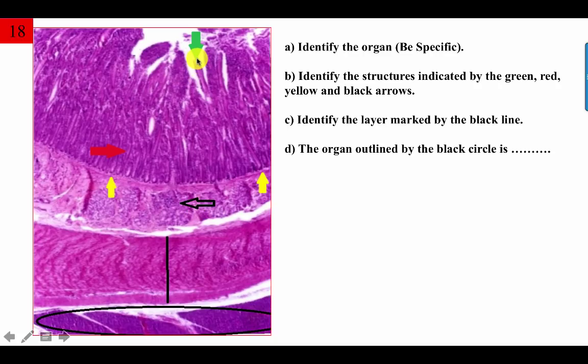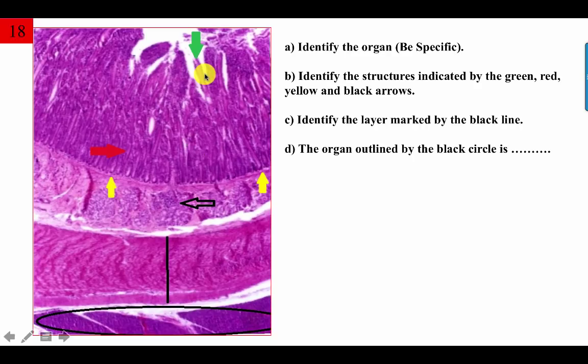So this is the villus and this is the crypt, and this is the muscularis mucosa, and this is the Brunner's mucus glands, and this is the musculosa. And what is this part? It is the pancreas coming very close to the duodenum in the slide, as it is closely related to it. So identify the organ: it is the duodenum.